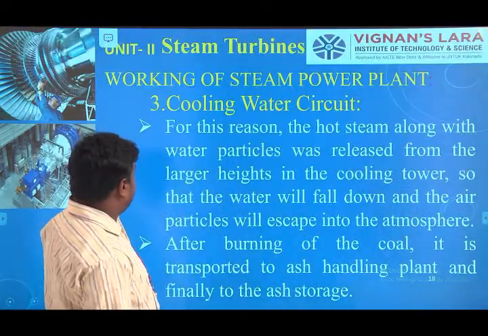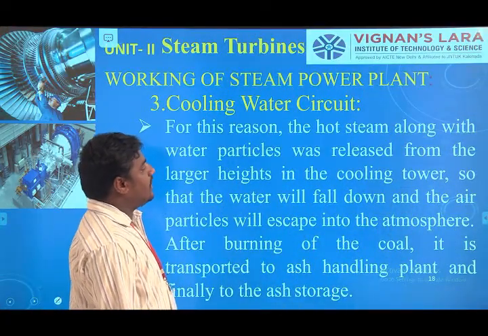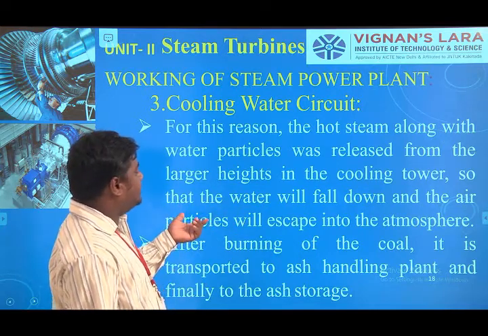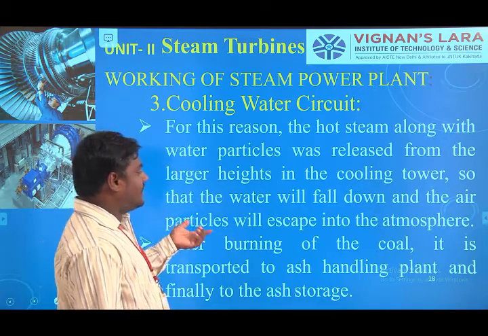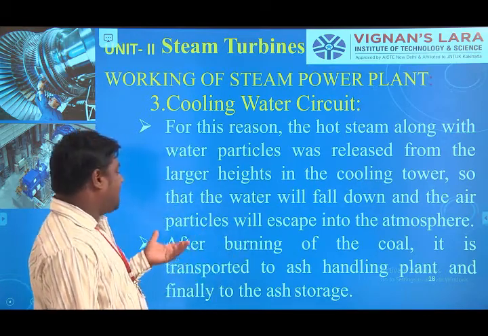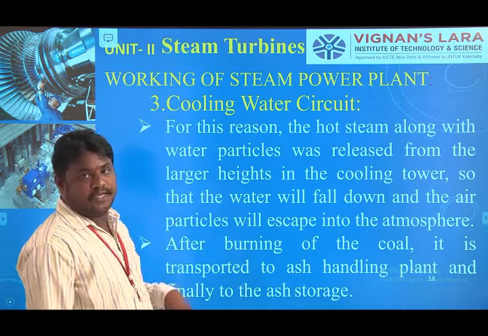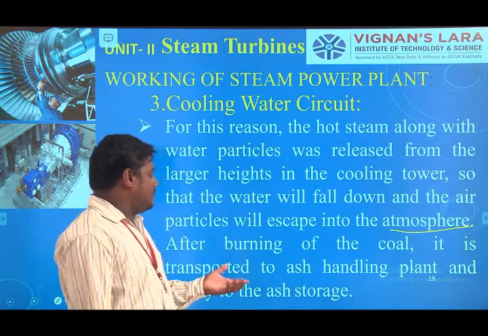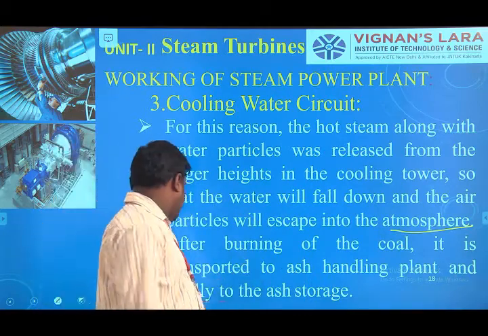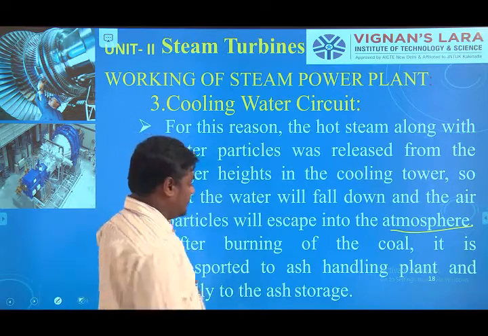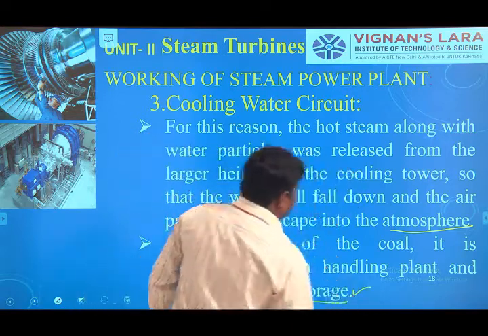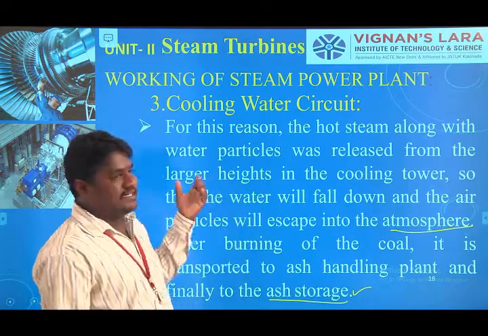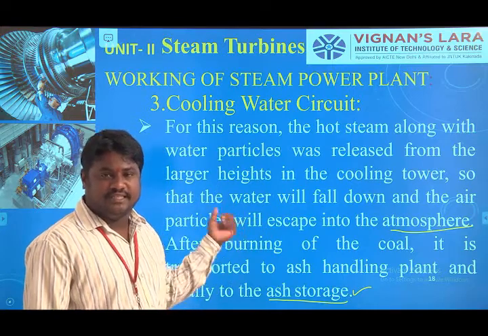For this reason, the hot steam along with the water particles is released from a great height in the cooling tower, so that the water falls down and the air escapes into the atmosphere. After burning of the coal, the ash is transferred to the ash handling plant and finally to the ash storage. This is the sequence of circuits used in this power plant.